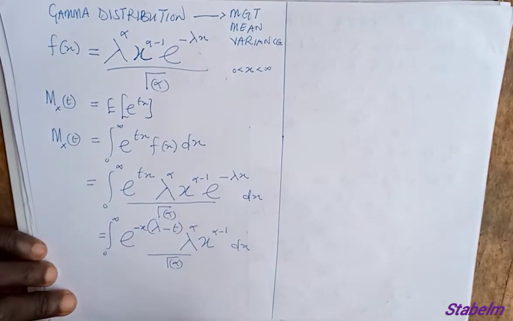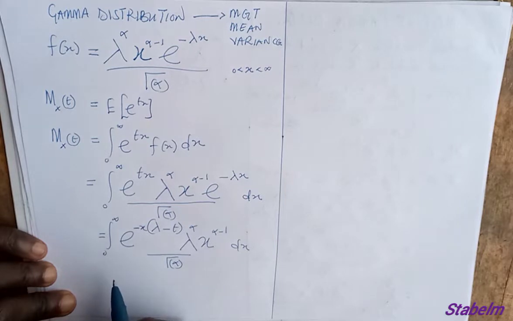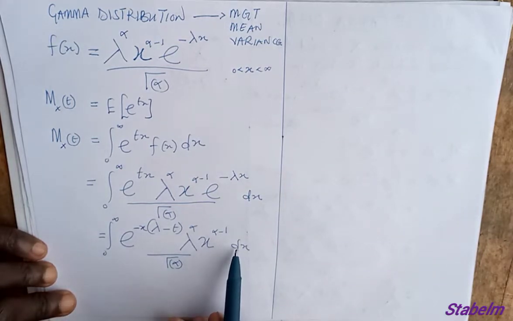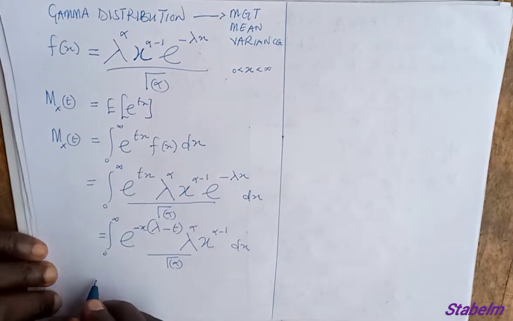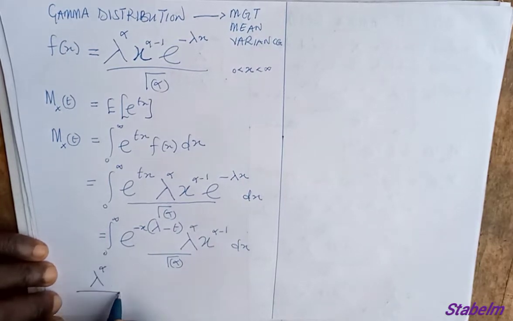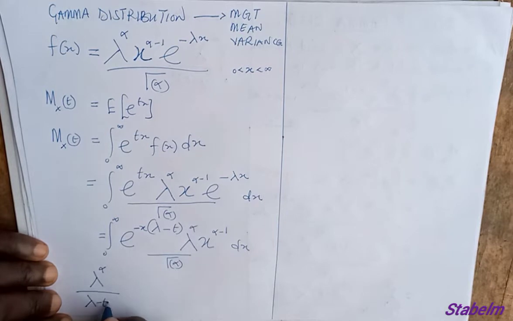And what do we do right here? Since we have lambda minus t here, we can just factorize that. Now, we are integrating with respect to x. If you look at this lambda raised to power alpha, it has nothing to do with x, so we can take it out. We have lambda raised to power alpha. Now we'll manipulate this by bringing something of this nature to the denominator: we have lambda minus t raised to power alpha. Can we see that? Lambda minus t raised to power alpha.